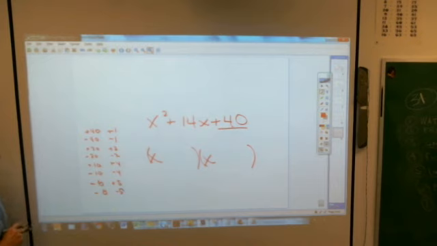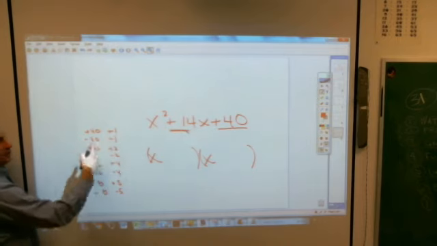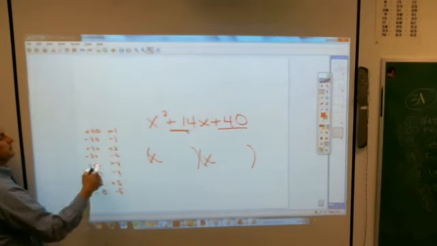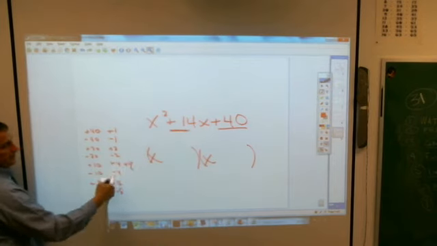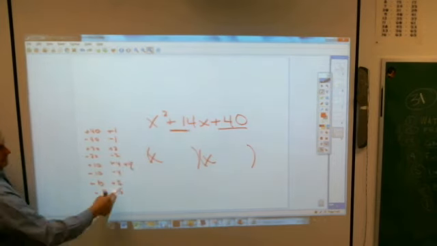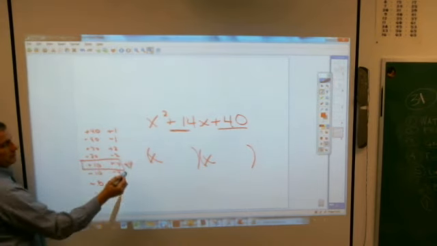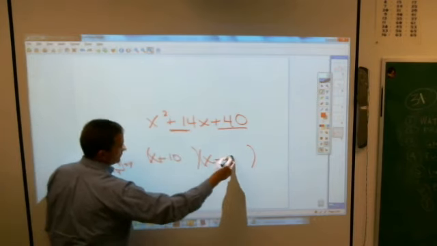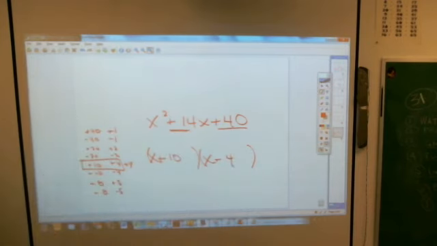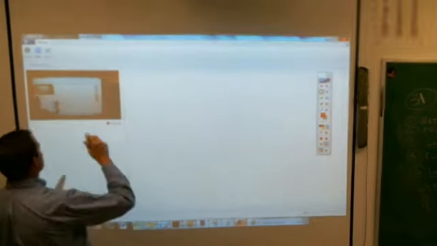Only one of those combinations will give you a positive 14. This gives you positive 41, negative 41. Positive 22, negative 22. Positive 14, negative 14. Positive 13, negative 13. This is the combination that gives you the 14 that you need. So it should be plus 10, plus 4. I can break it down no more farther than that for you.